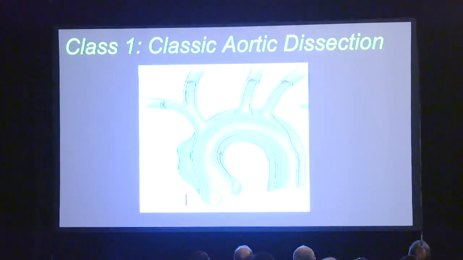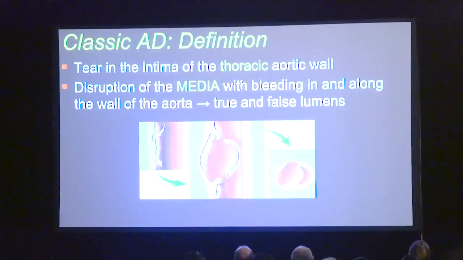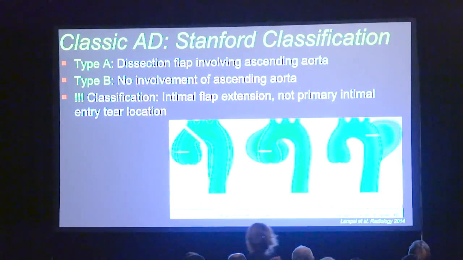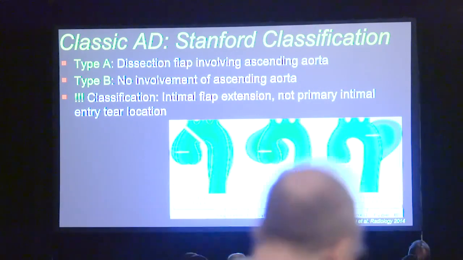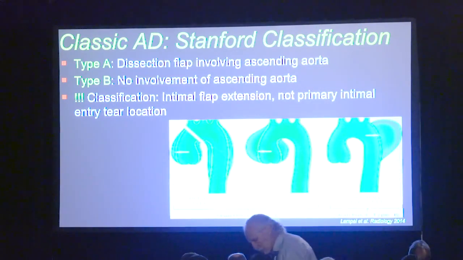So let's get started with Class 1, the classic aortic dissection. So this is a tear in the intima of the thoracic aortic wall. And then there is disruption of the media with bleeding in and along the wall of the aorta, which results in true and false lumens. So the most important part of the radiologist is to accurately classify these lesions because that determines the management.